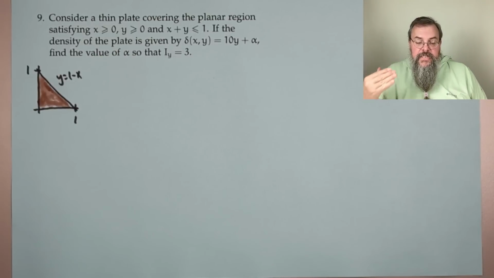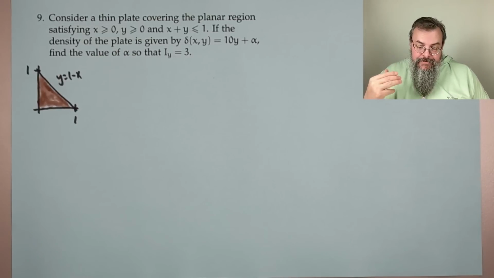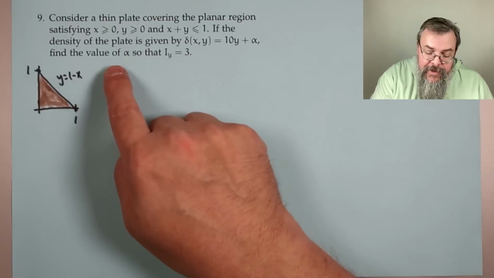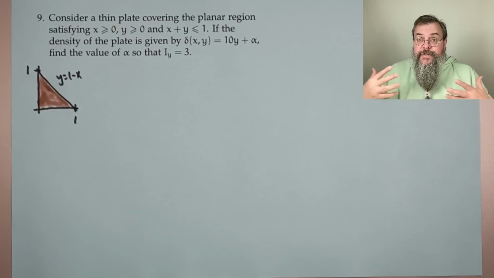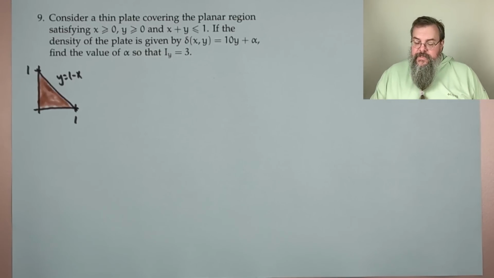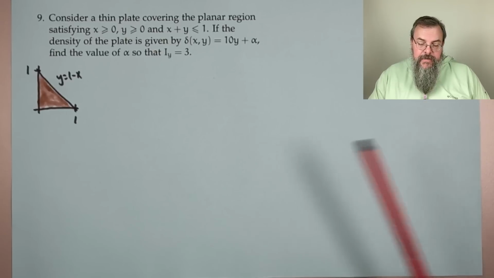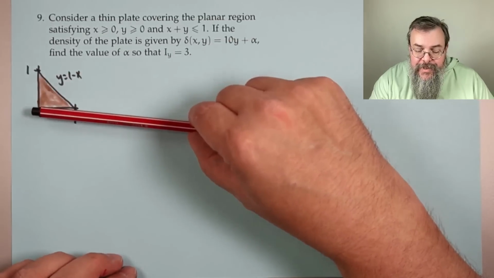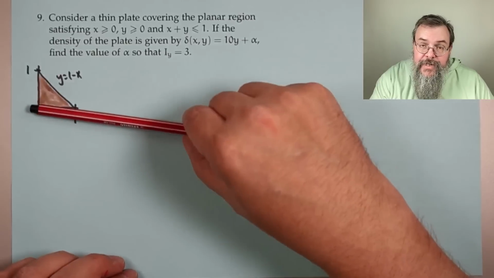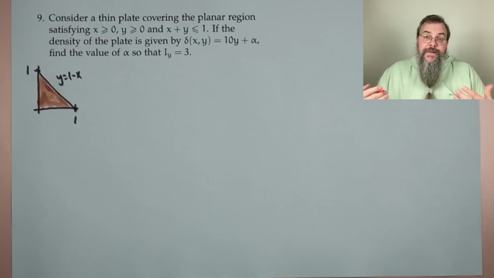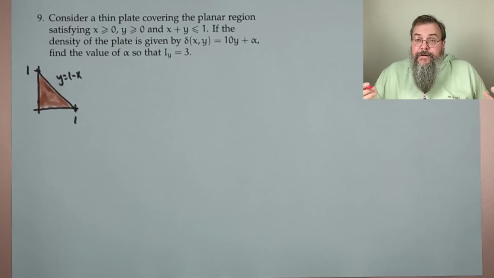Now, if the density of the plate is given by 10y plus alpha, find the value of alpha so that the inertia with respect to y is 3. Now, let's think about what's going on here. Our density depends on y. So at the bottom, we get a density of just alpha, since y equals 0. And as you move up, you get all the way up to alpha plus 10. And then we want to find the value of alpha so that I sub y equals 3.